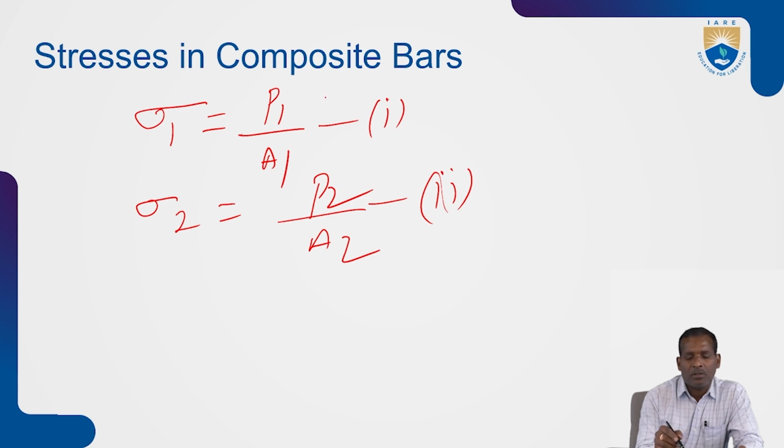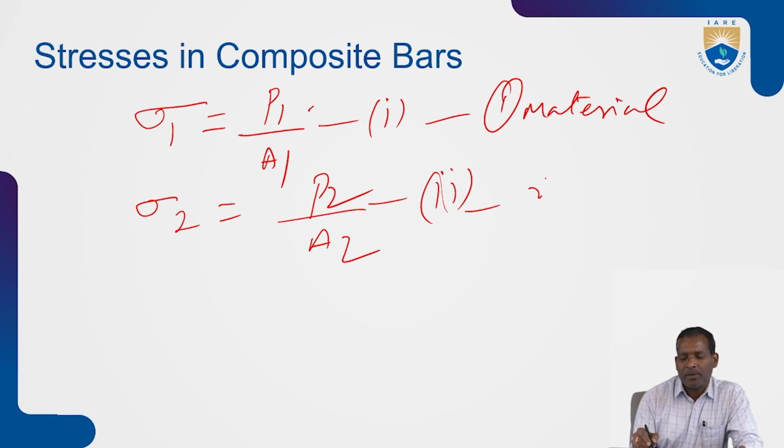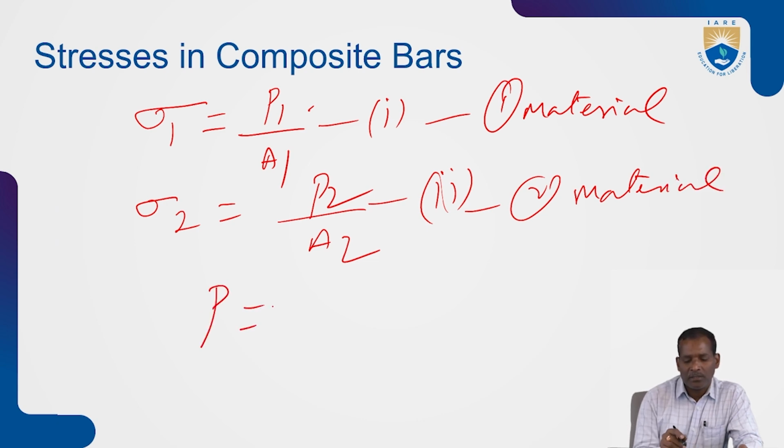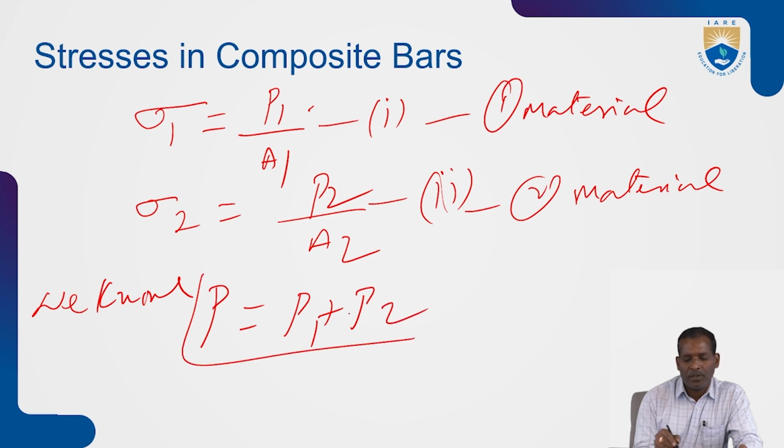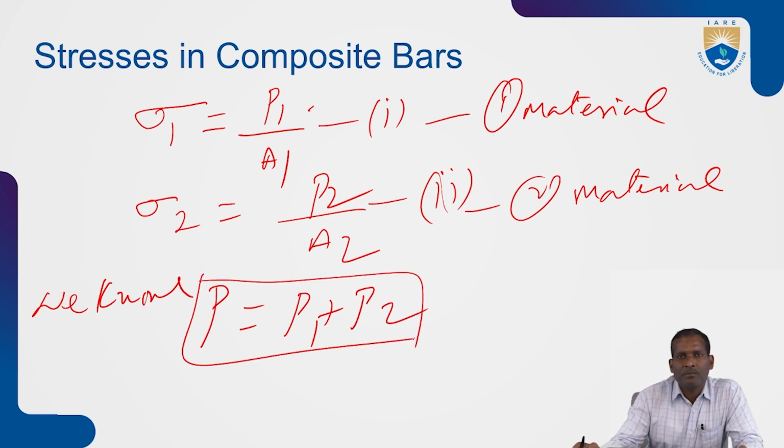you don't know the individual loads. P1 is the load corresponding to the first material, and this one is the second material. But you know the total load. That is, the total load is equal to the summation of the two loads, that is P is equal to P1 plus P2. But how do you calculate P1 and P2? We need to calculate P1 and P2.